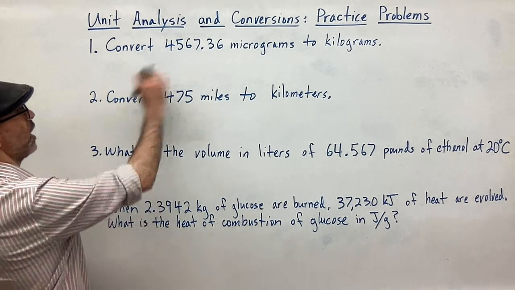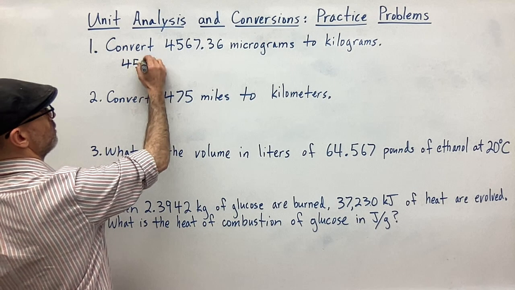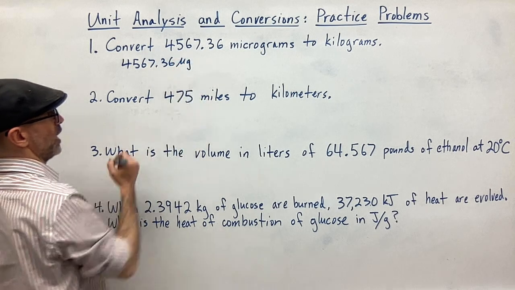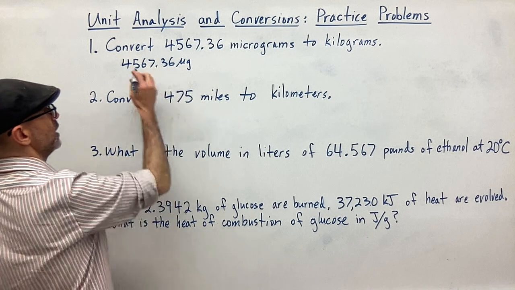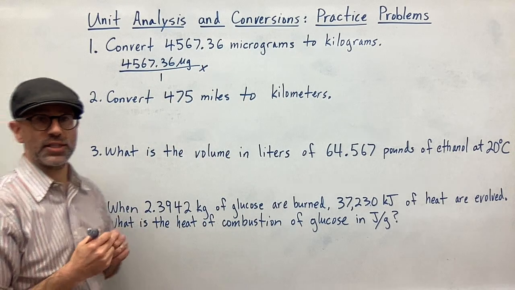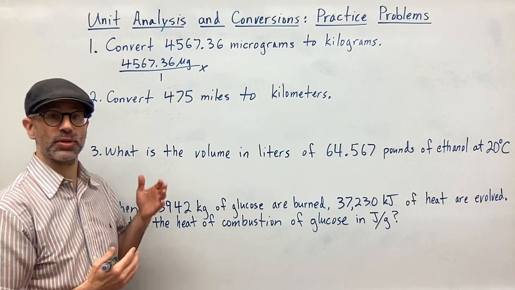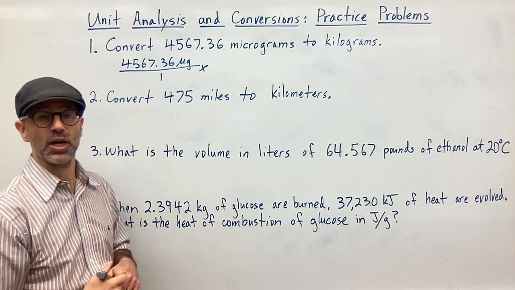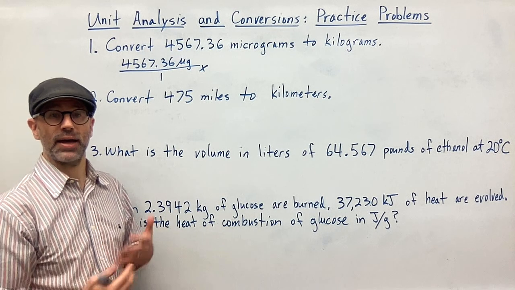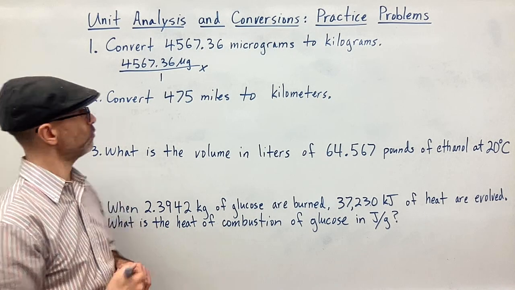Here I'm going to start with the micrograms. They give us 4,567.36 micrograms. That weird M means micro. That's the prefix. We're going to put that over 1, and we're going to start our conversions. The first step is converting to the base unit. So I need to know what the relationship is between grams, the base unit, and micrograms, which means I need to know what micro means. Micro is the prefix, and I know that micro stands for 10 to the negative 6. That's the multiplier for micro.